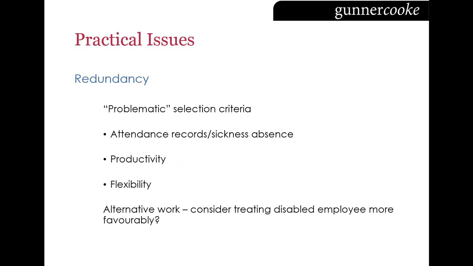Again, this potentially gives rise to a failure to make reasonable adjustments, indirect disability discrimination, and in particular, discrimination arising out of a disability. So one consideration would be to consider an adjustment such as giving the employee full marks for productivity when his or her score would otherwise have been low.